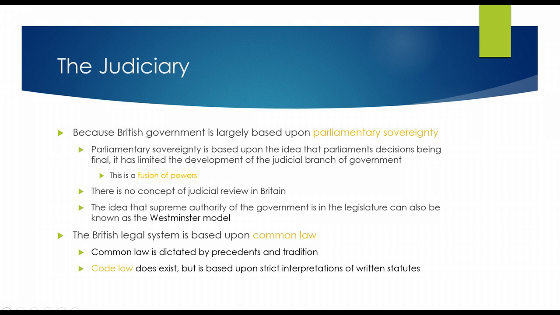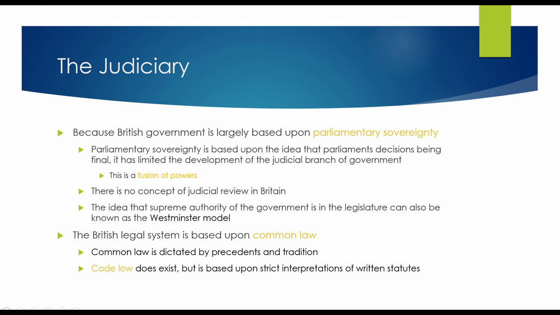The judiciary. British government is largely based upon parliamentary sovereignty, and we talked about that before, and that's the idea that all powers are fused within the parliament. All right. So the fusion of powers very much changes the way things work, and it's very different than the American system where we're used to the idea of checks and balances. There is no concept of judicial review in Britain. The court system within the UK does not have the power to rule things as being unconstitutional or being against tradition and things like that.